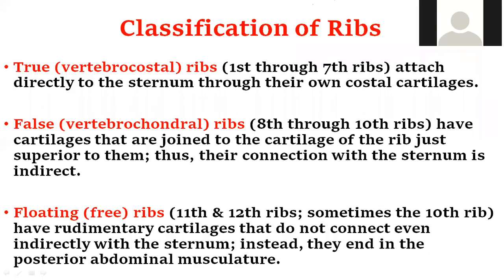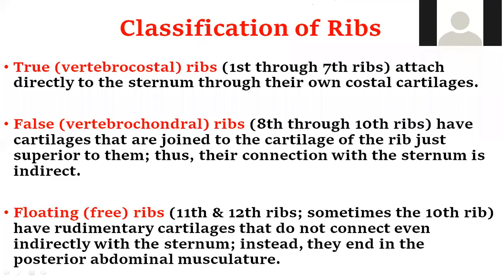And the last category in this classification is the floating rib. They call it floating rib, or free rib. They are ribs 11 and 12, though sometimes rib 10 can also be classified as a floating rib. Why are they classified as floating ribs? They have rudimentary cartilages that do not connect, either directly or otherwise, with the sternum. Instead, they end in the posterior abdominal musculature. That is why they are called floating, because they don't have direct or indirect attachment with the sternum.